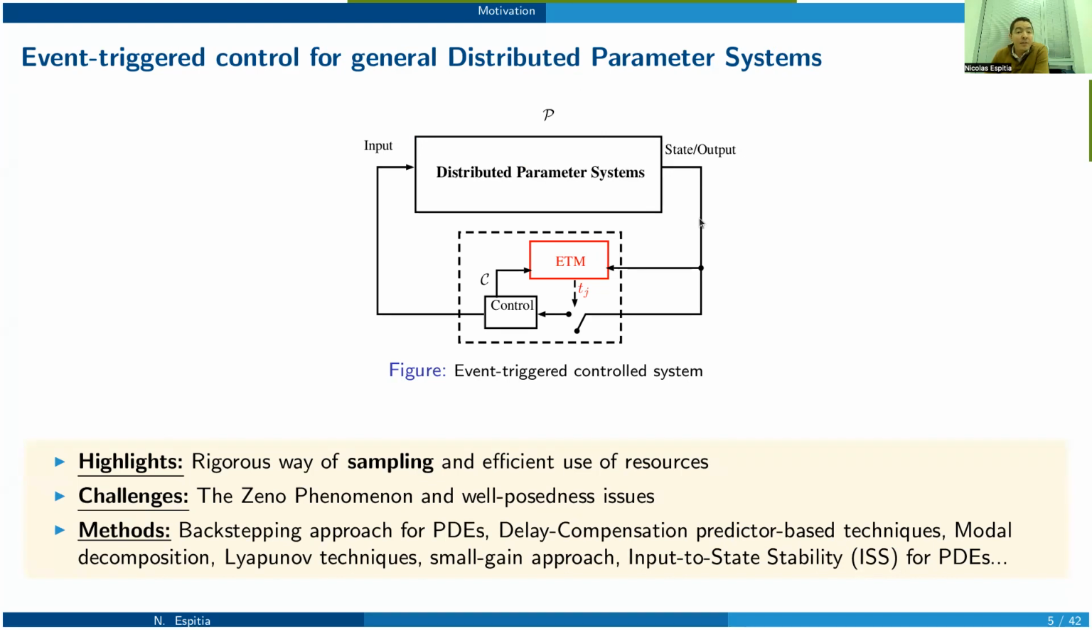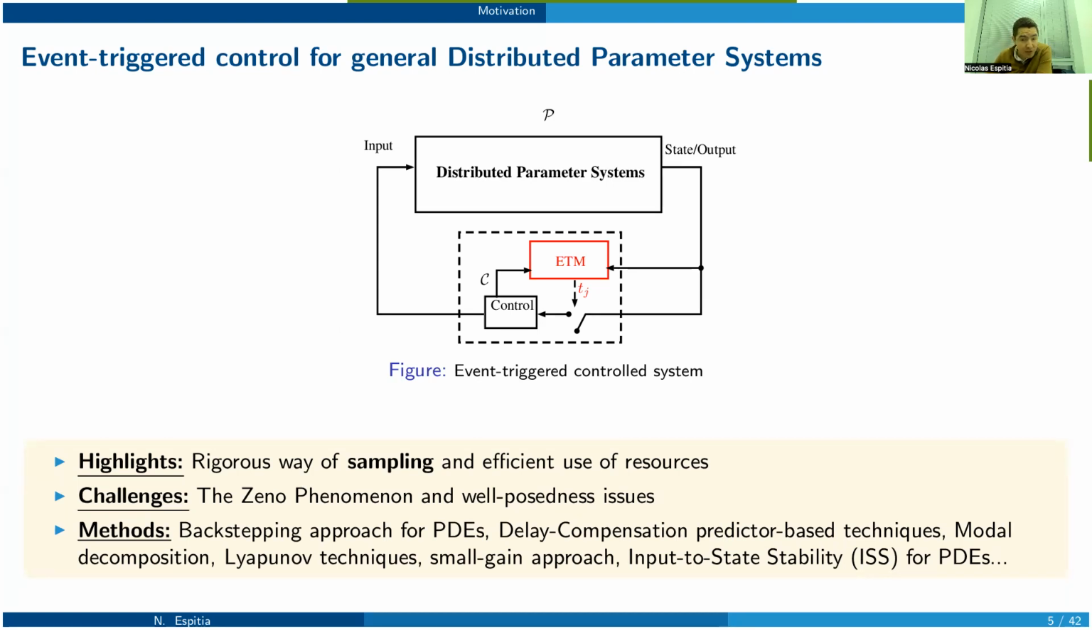But be aware that it brings a lot of challenges, depending on the nature of the distributed parameter system. Theoretical challenges related to, for example, the avoidance of the Zeno phenomenon, and in turn related to the well-posedness of the closed loop system. And let me say also that for the analysis and design, we can use different methods: backstepping method for PDEs, Lyapunov techniques, modal decomposition, semigroup theory, ISS for PDEs, pretty much the whole machinery we've been developing for control and estimation of distributed parameter systems.